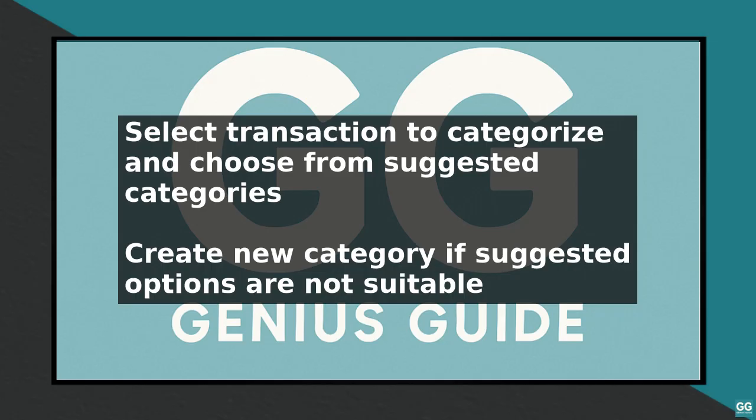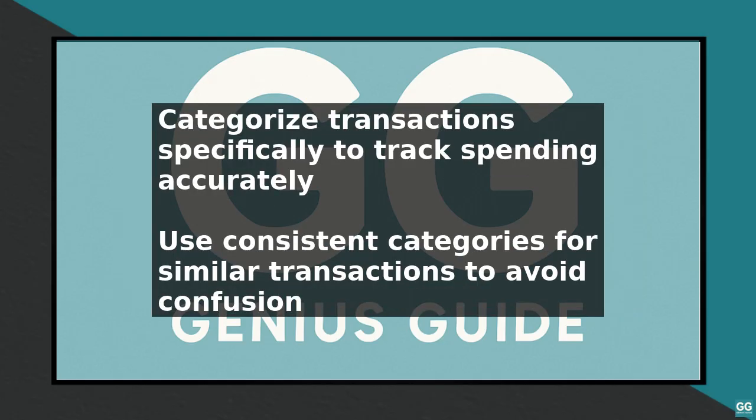Another important concept is to be consistent in your categorization. Try to use the same categories for similar transactions, and avoid using overly broad or vague categories. This will help you avoid confusion and make it easier to analyze your spending habits.